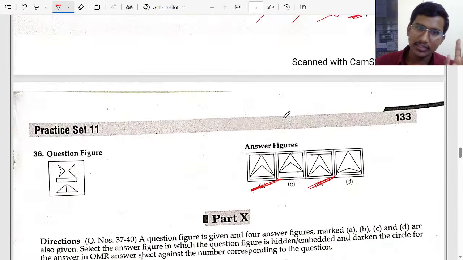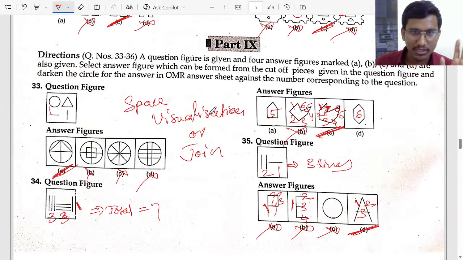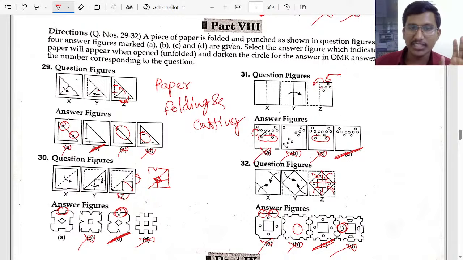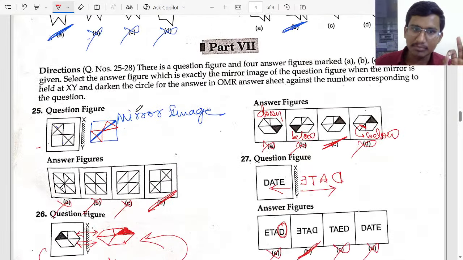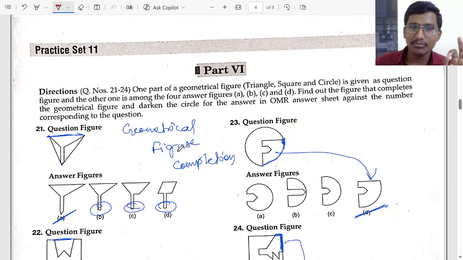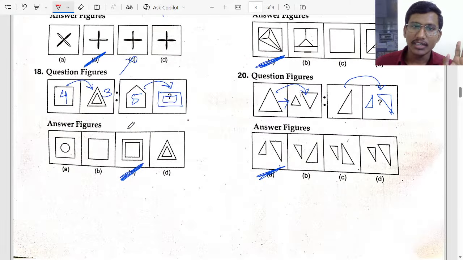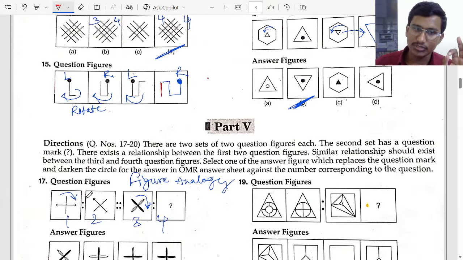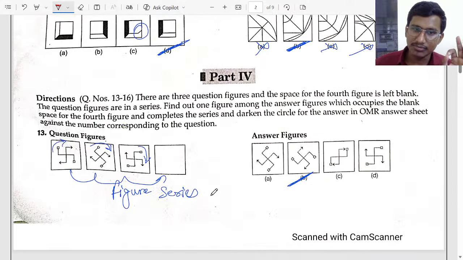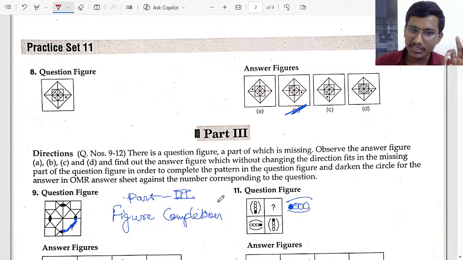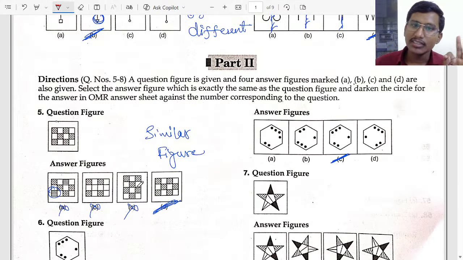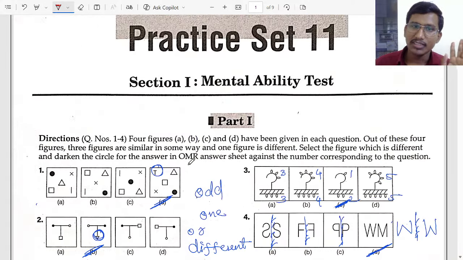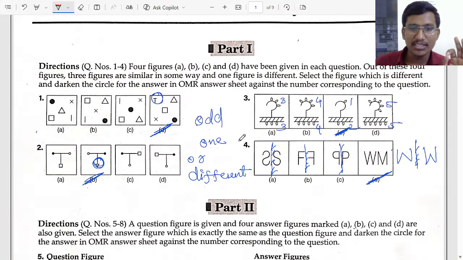So the 10th part is hidden, and the 9th part is space visualization, and then 8th part is paper folding and cutting, and then 7th part is mirror images, and then 6th part is figure completion, geometrical figure completion, you have to join them, and 5th part is figure analogy. Okay, and then 4th part is figure series, and then 3rd part is figure completion. Okay, and then 2nd part is similar figures, and then first part is odd one figures. Okay, different one. So this is how you have to do and solve this. You can watch this video again and practice.